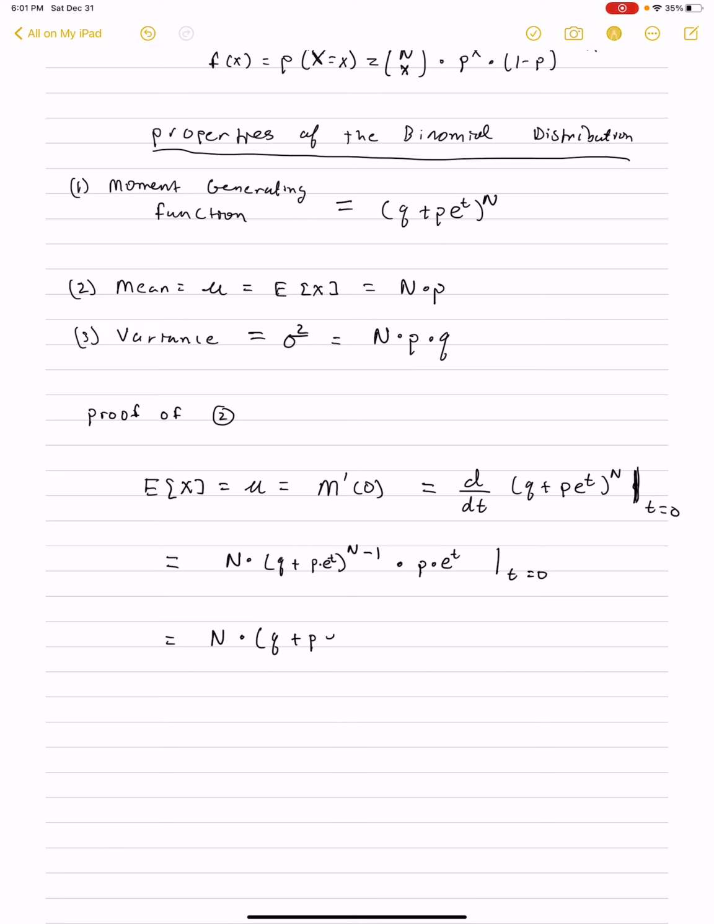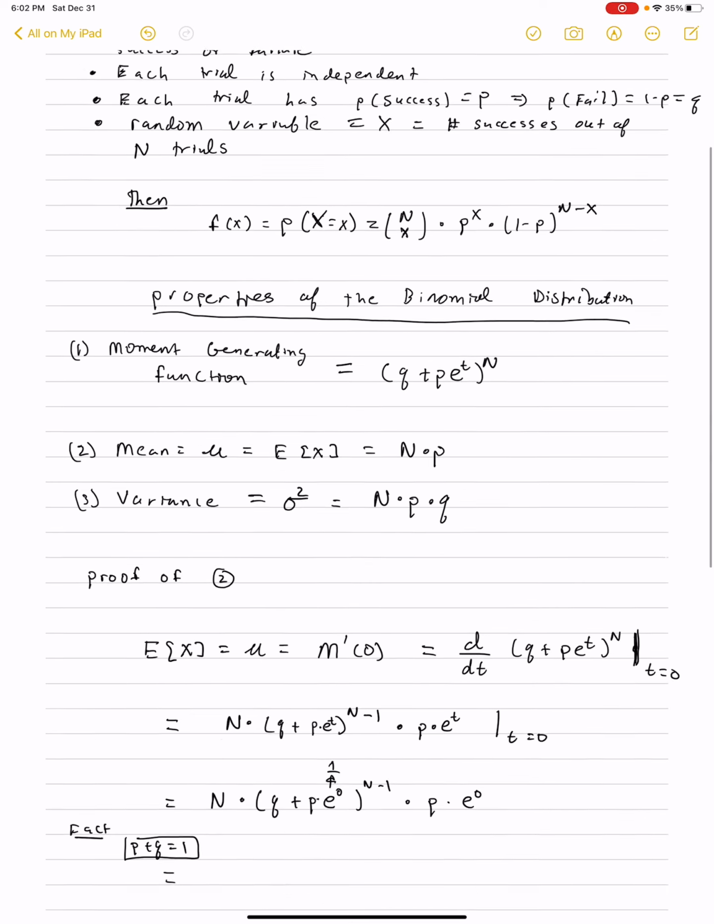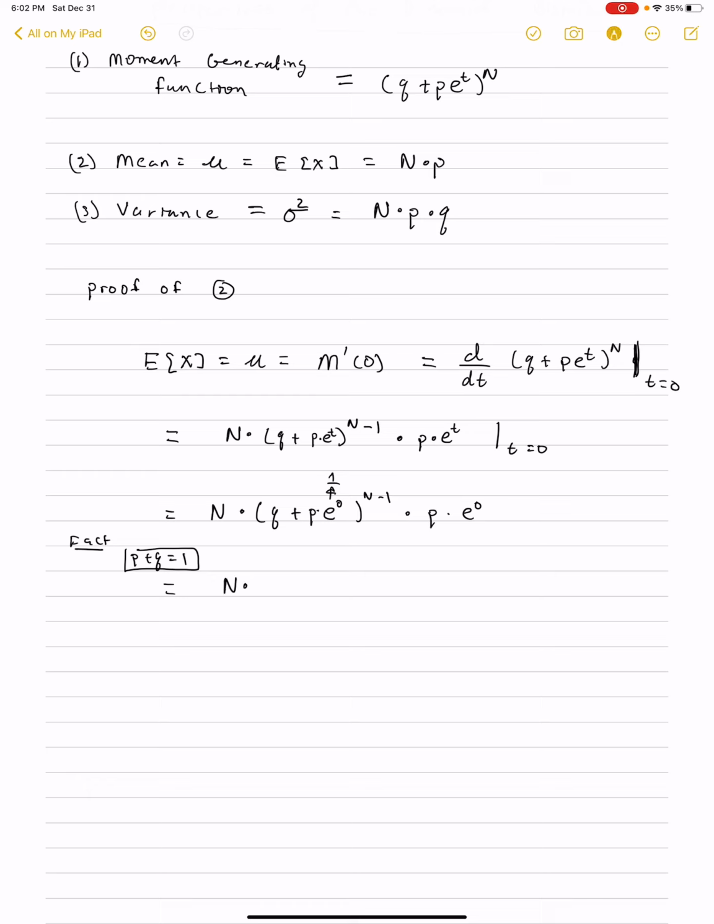I skipped one thing, times e to the 0. Remember, e to the 0 was 1. That's to the n minus 1 power, times p times e to the 0. We're going to use this fact that p plus q is equal to 1, and that more or less comes from the above. Remember, probability of failure is q, and that's 1 minus p. Okay, so this will be n times 1 to the n minus 1 power times p times another 1. And that just reduces to just n times p. So we proved it.